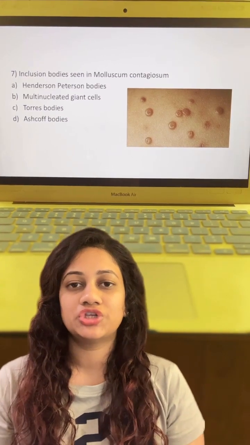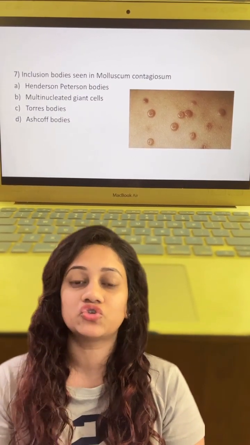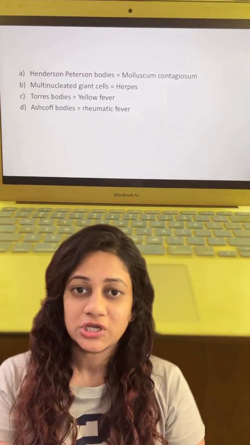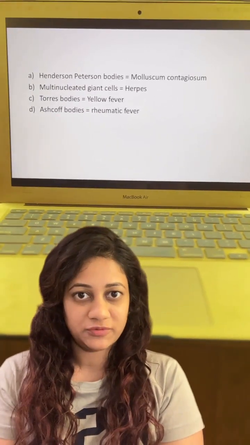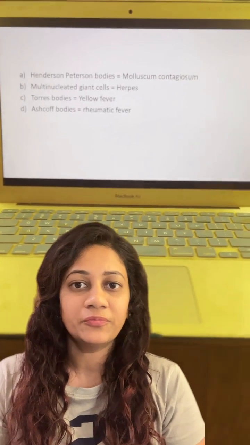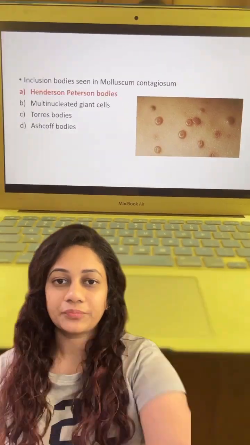Coming to the next question, inclusion body seen in molluscum contagiosum. This is something which is caused by a virus, and the image is showing umbilicated lesions. You should know that there are certain intracytoplasmic inclusions which are seen in conditions such as Henderson-Peterson bodies in molluscum, multinucleated giant cells in herpes, Torres bodies in yellow fever.